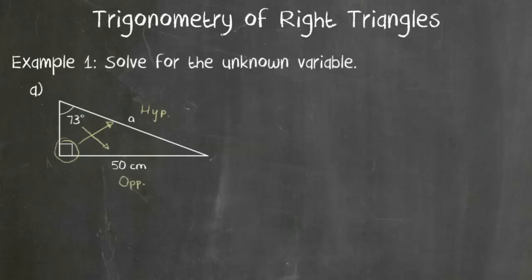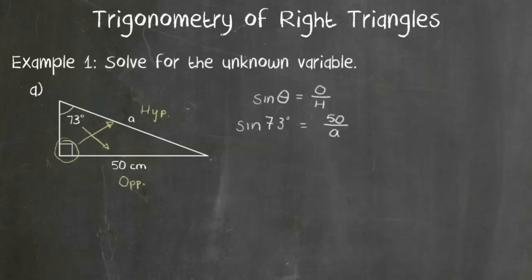Now we look at our trig ratios and think which one includes opposite and hypotenuse. Well, it's going to be sine. So the sine of theta is equal to opposite over hypotenuse. Once we've chosen our ratio, our next step is to sub in our values. So sine theta, where theta is our reference angle, 73 degrees, equals our opposite side, 50, over our hypotenuse, which is given the variable a.